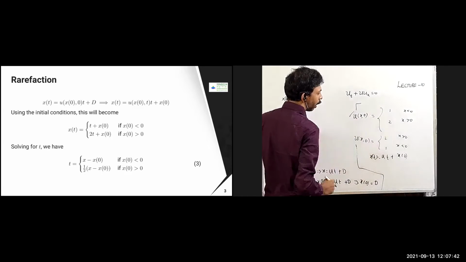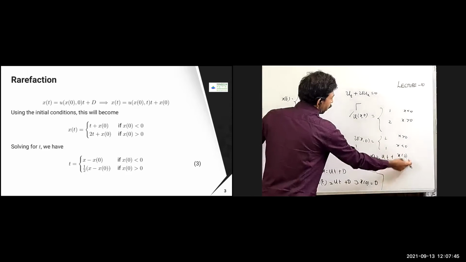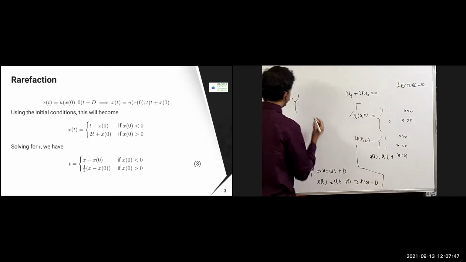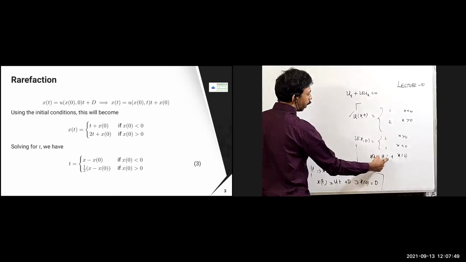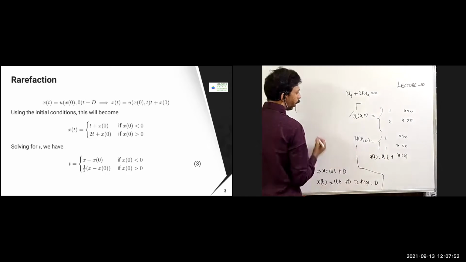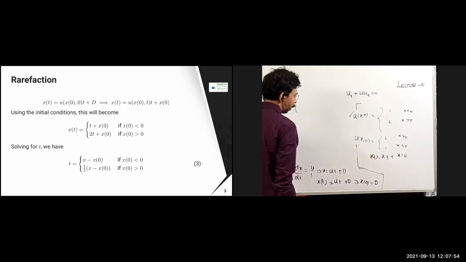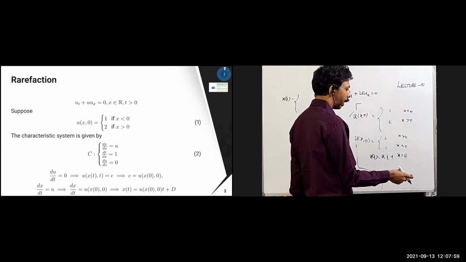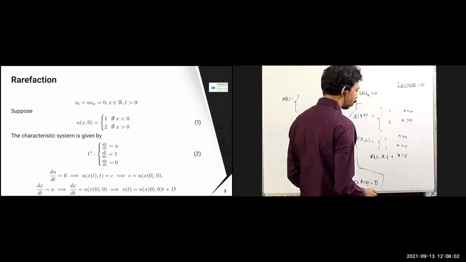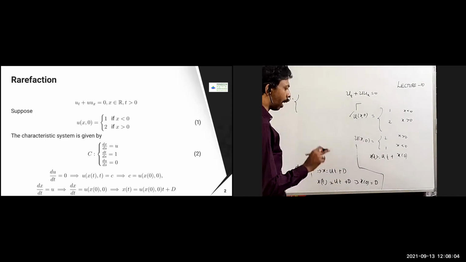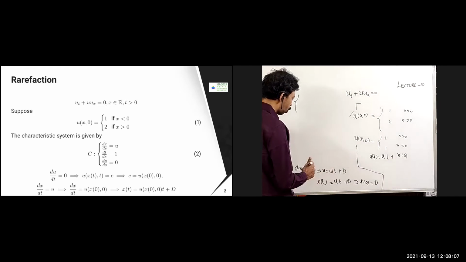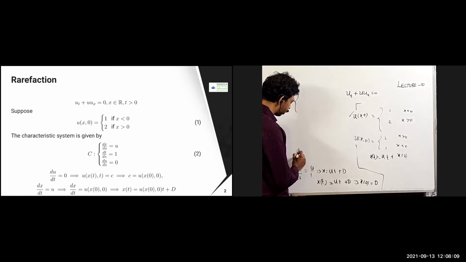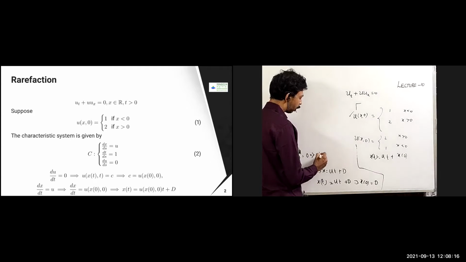When x of 0 is less than 0, what we are going to have is t times u of x comma 0. I'm just replacing here: x of t is this. I'm writing c is equal to u of x of 0, because our u is going to be constant. This u is from du by dt equal to 0, so this implies u is equal to c.